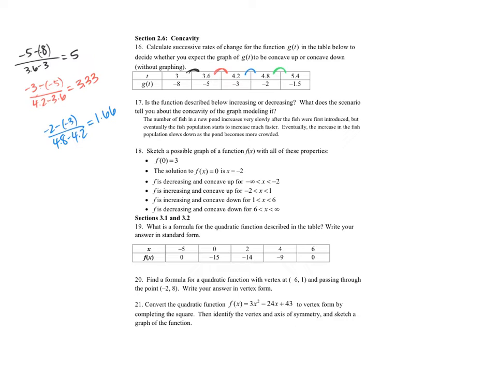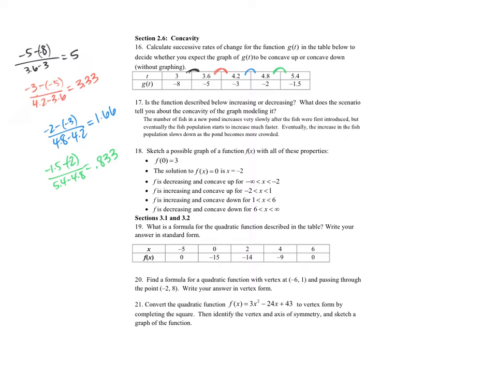Okay, I'll do this one. So I do -1.5 minus -2 over 5.4 minus 4.8. Okay. I got .833. Okay.